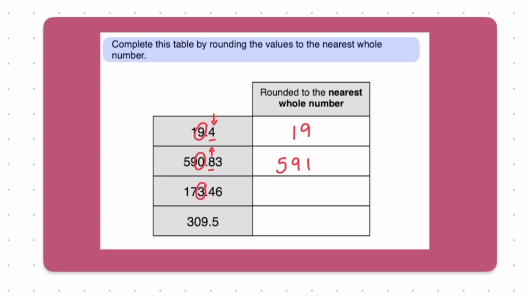Next one, circle the 3, underline the 4. Our 4 is telling us to go down. So we can see 173.46 to the nearest whole number is 173.